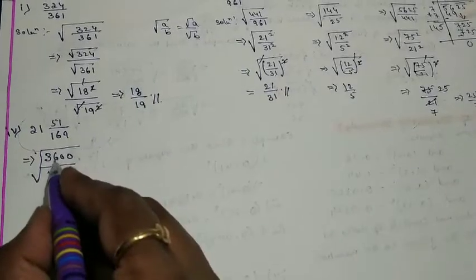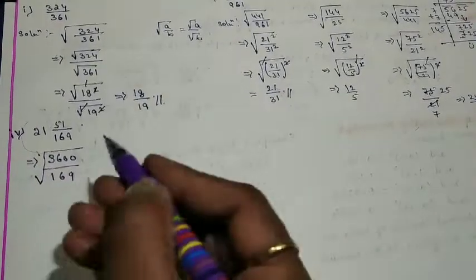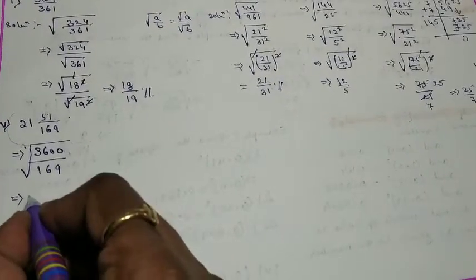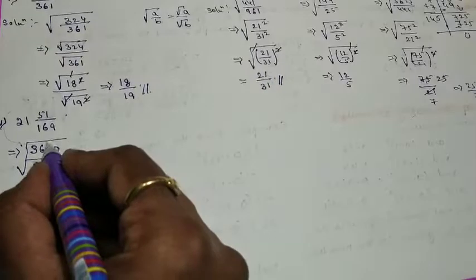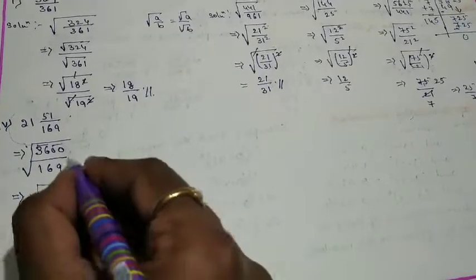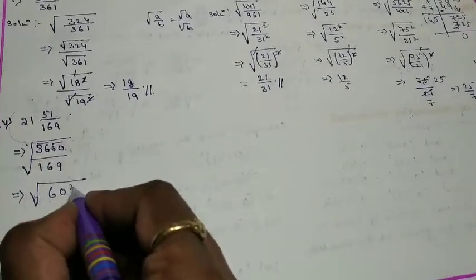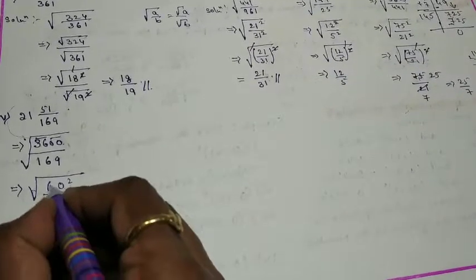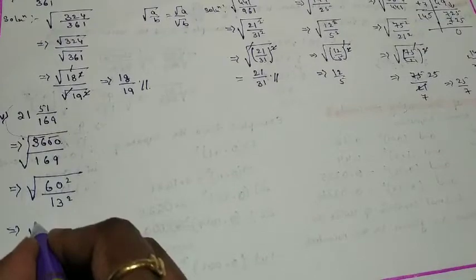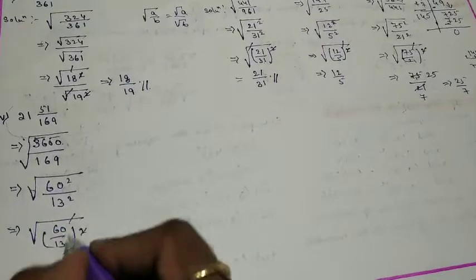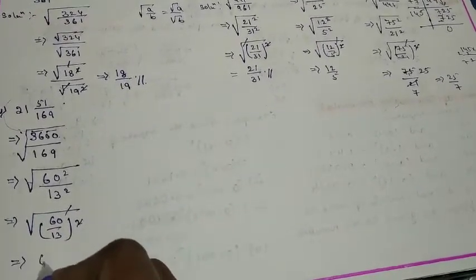Here 3600 and 169 don't get cancelled in any table, which means it is in the lowest form. In 3600, this makes one period and this makes another period. 36 is a perfect square of 6, and 00 makes a single 0, so that is 60 square. 169 is a perfect square of 13, so 13 square. Then the square root of 60 divided by 13 whole square. Square and root get cancelled. Then the final answer is 60 divided by 13.